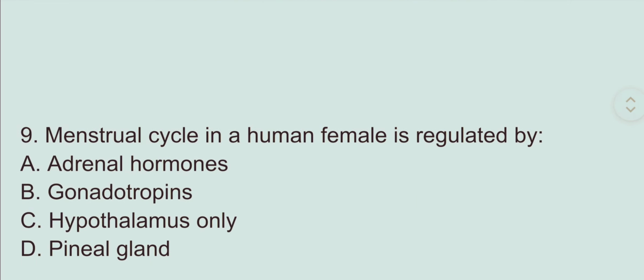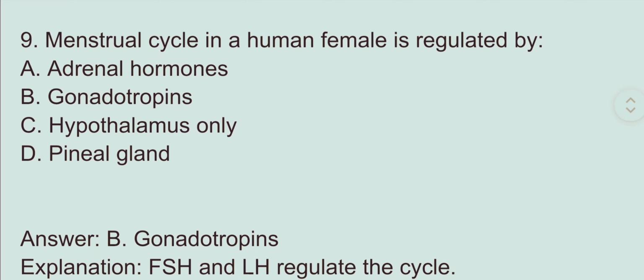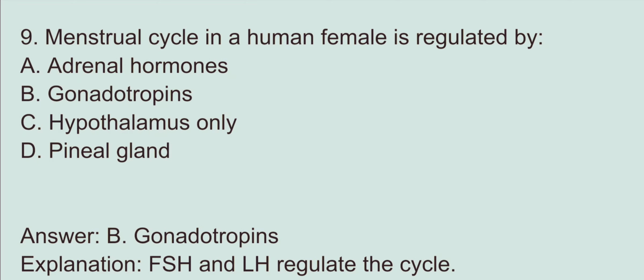Question number 9. Menstrual cycle in a human female is regulated by. The correct option is option B. Gonadotropins. Follicle stimulating hormone and luteinizing hormone regulate the cycle, which are gonadotropins.